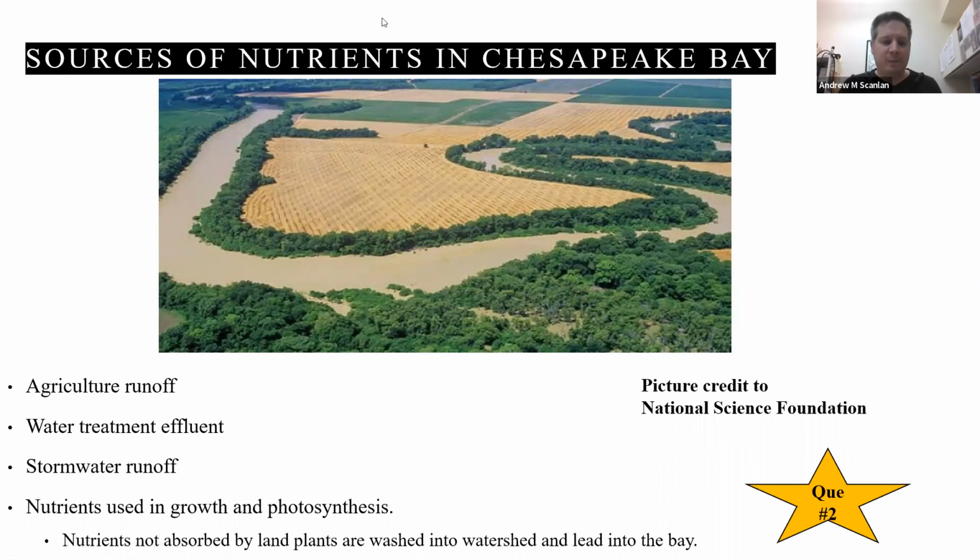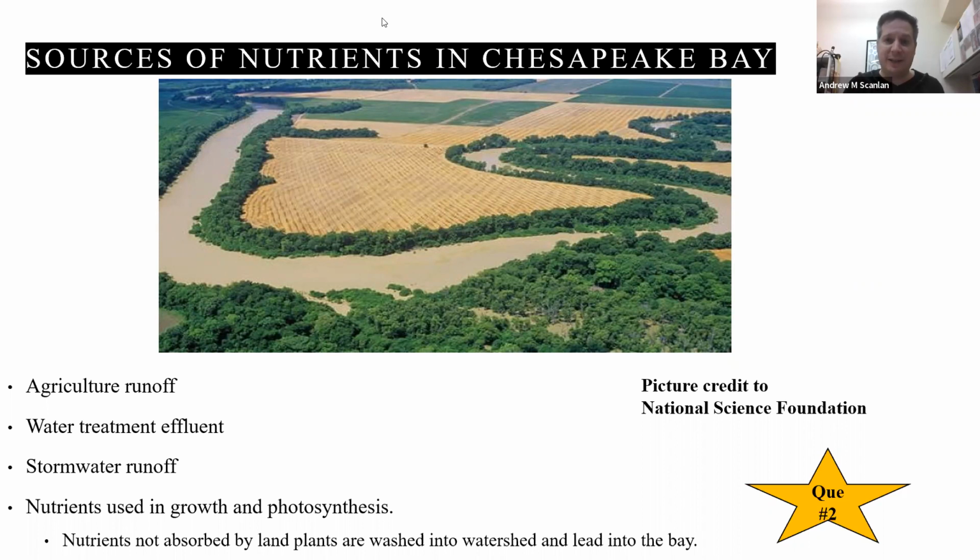All right. So what are some of the sources of nutrients in the Chesapeake Bay? What are some areas of concern, or where are all of these nutrients coming from? A lot of it's coming from agricultural runoff, water treatment effluents. Sewage and things like that gets processed through a water treatment plant, and then things are removed from the water. Effluent has to go somewhere.